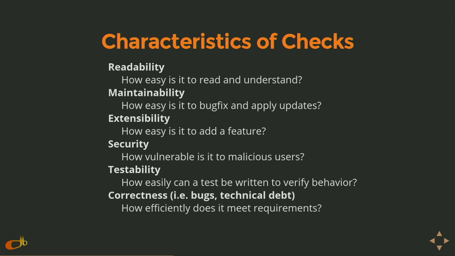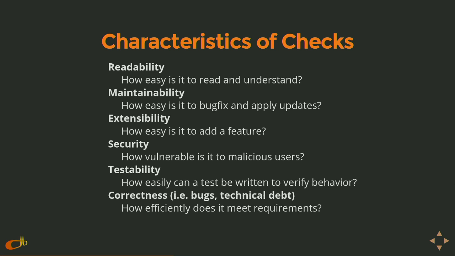Maintainability. How easy is it to bug fix and apply updates? If you're a maintainer of a project and you have to make changes based on bugs that people find, if those bugs are really hard to fix, then it's not maintainable. Extensibility. Let's say you have a project that you're inheriting and the client is asking for a new contact form. If it's really hard to add that contact form to the site, then it's not extensible. These are common things that we need to do.